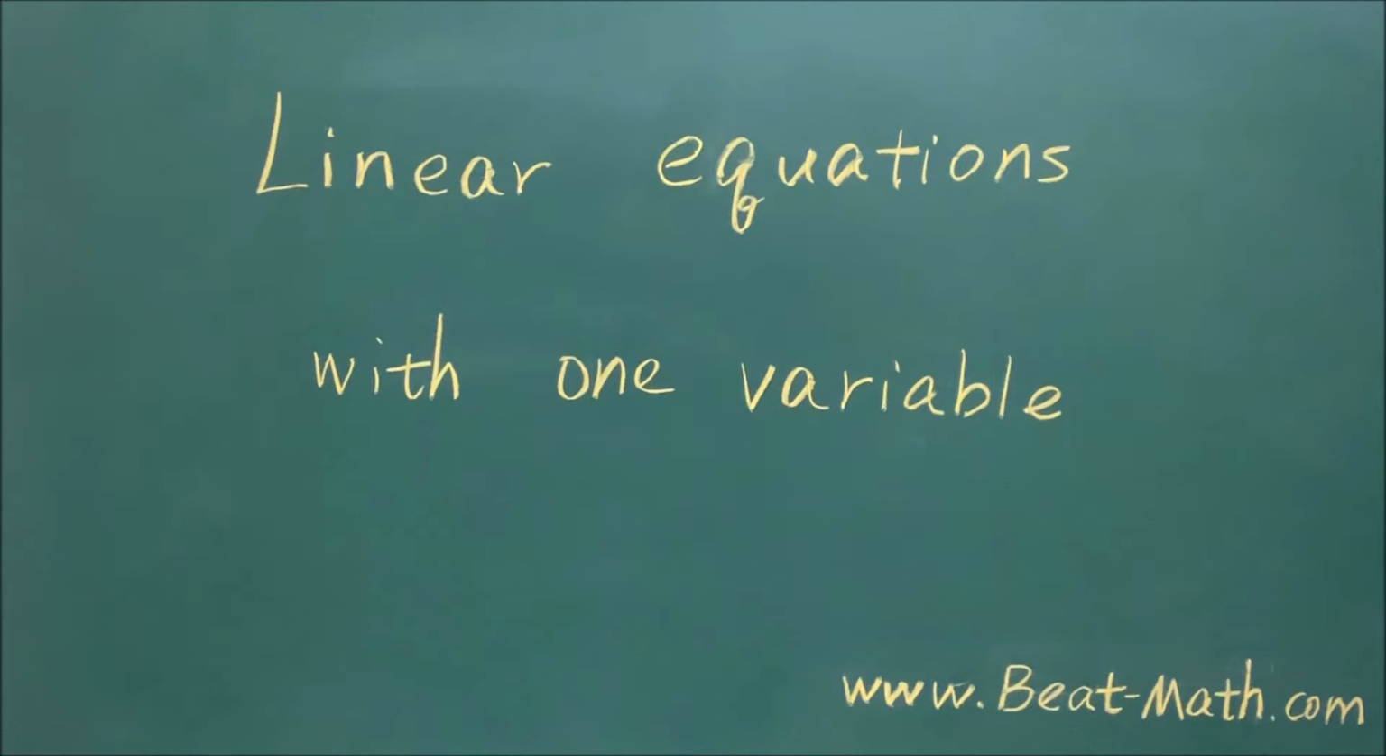Today we are going to learn about equations. There are many kinds of equations, but today we are going to learn the easiest kind, called linear equations with one variable. Because there is only one variable in this equation and the highest power of the variable is 1, it is the basis of all other equations. Now we will see how to solve this kind of equation.